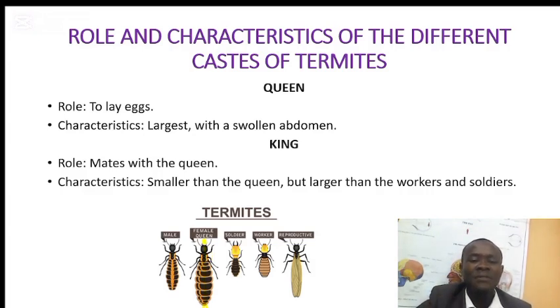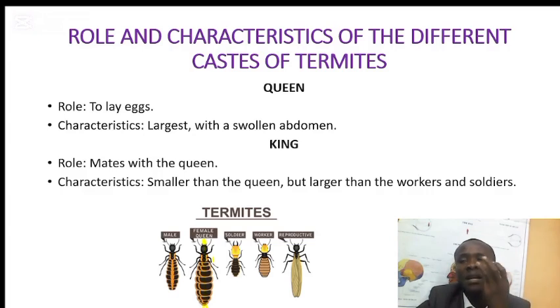Now we said they have segmented body. In this case, we have to tell how many segments they have under the class Insecta. So they have three body segments. That is one justification for class Insecta.